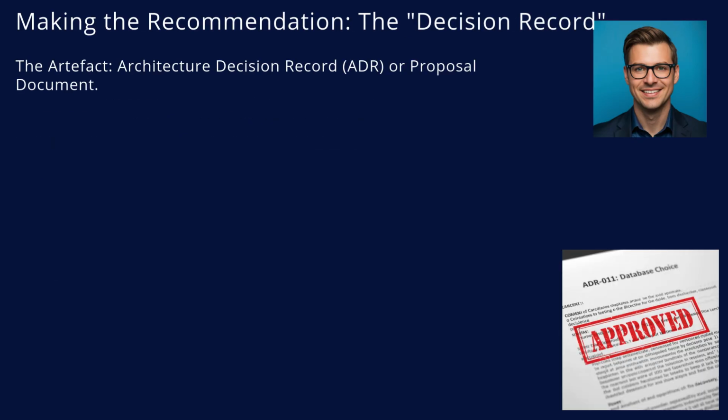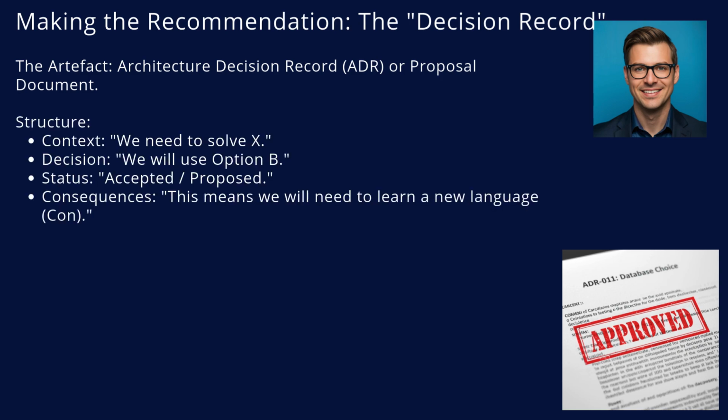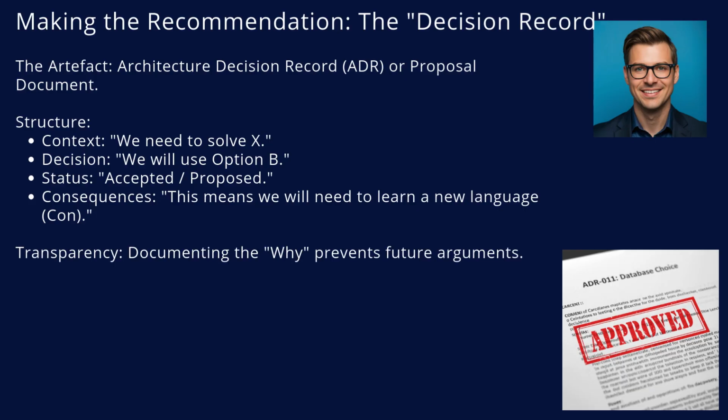Now you make the recommendation. In modern engineering, we document this using an architecture decision record, ADR, or a proposal. The structure is simple. Context: remind us of the problem. Decision: we will use option B. Consequences: be honest. This means the team will need to learn Python. Every choice has a trade-off. Documenting this is vital. 6 months from now, when someone asks, why did we choose Postgres over Mongo, you can point to the ADR. It prevents circular arguments.